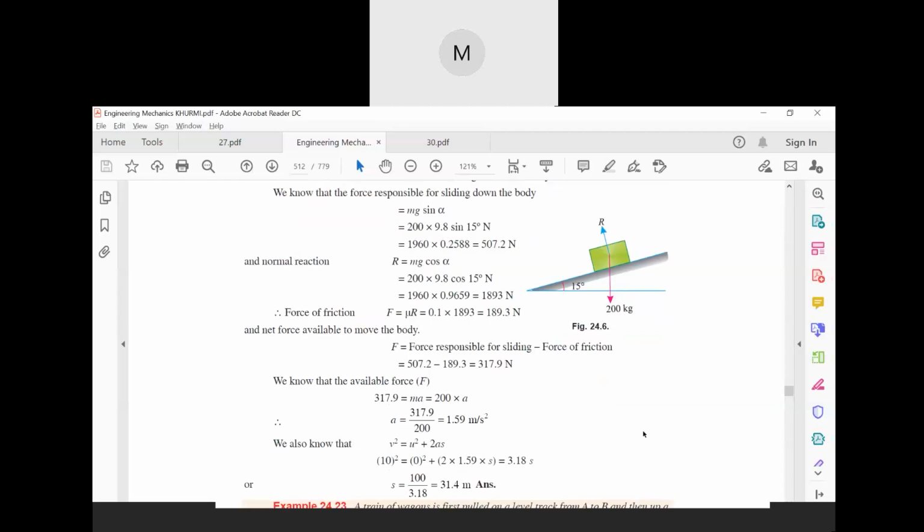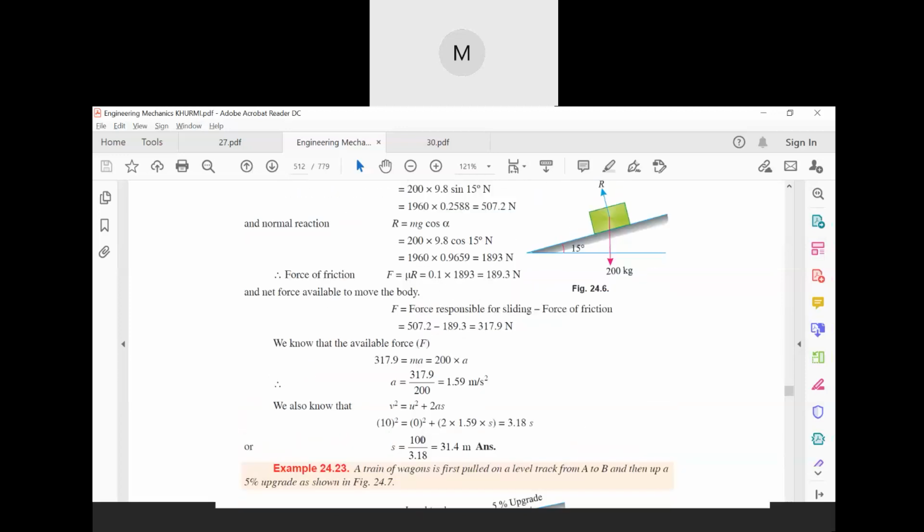Is it over? Now once you get the net force, F equal to what? Ma. This is F, so ma. That means you know the mass, so you can find out the a. A means acceleration. Now you just put this acceleration in this equation: v square equals u square plus twice as. Now u is 0, v is given as 10. So you will be getting s. So you have to find out the distance that is traveled by the body just after sliding.